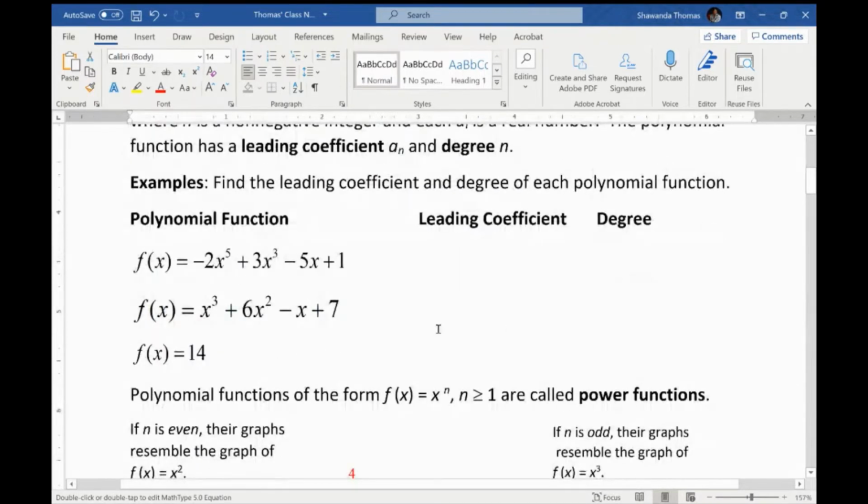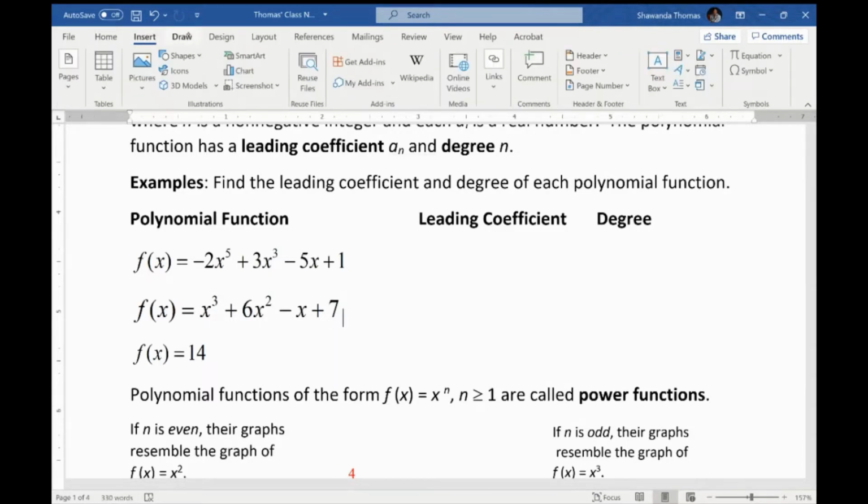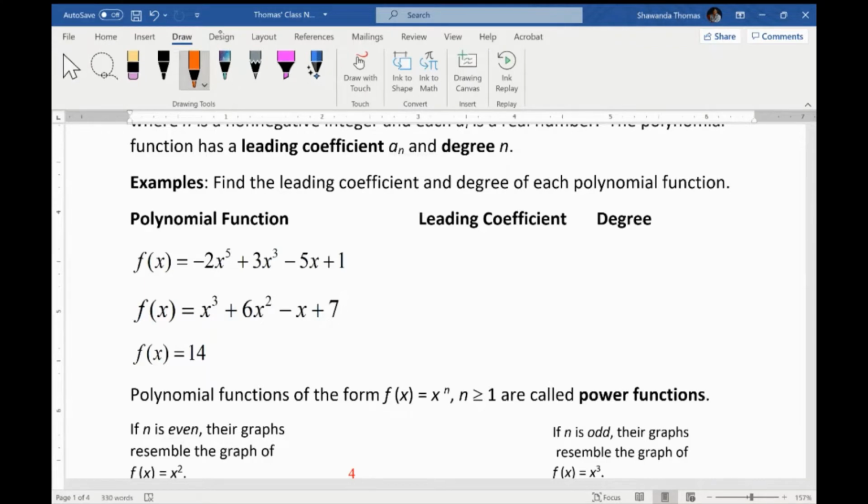I have a few examples, but I'm going to give you one more in addition to these. Let's look at this first function, negative 2x to the fifth plus 3x cubed minus 5x plus 1. What is the leading coefficient? Negative 2. Very good. What is the degree of this function? The fifth degree. Yep, 5.